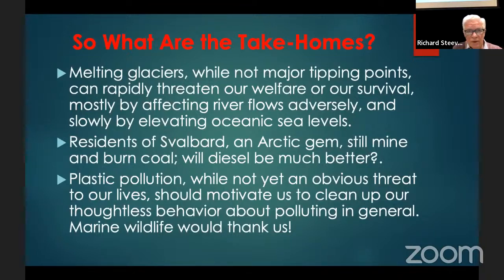The second thing we talked about was Svalbard, just because I'm kind of intrigued with it, and I thought you might be too. There's an Arctic gem. Still, we mine and burn coal there, but we hope that maybe they'll smarten up and maybe get a small nuclear reactor instead of a diesel plant. Plastic pollution we focused on for the last 15 minutes or so, and it's not yet an obvious threat to our lives, but I'm hoping it'll motivate us to clean up our thoughtless behavior about polluting in general, and marine wildlife will thank us.